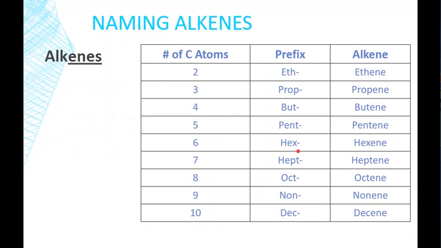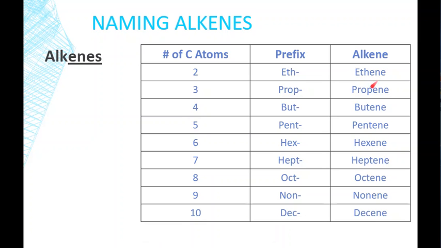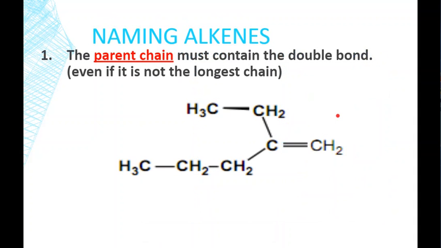Alkenes, the names are, we talked about these: eth, prop, but, pent, hex, hept, oct, non, and dec. And so you just add the ene ending. Instead of ethane for an alkane, it's ethene for an alkene. So naming them. How do I name these guys? I first have to find the parent chain, but the parent chain has to have the double bond, even if it's not the longest chain. And this is different from alkanes, right? In alkanes, it was the longest chain regardless.